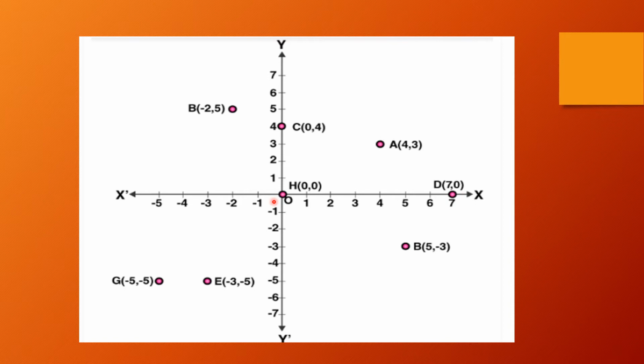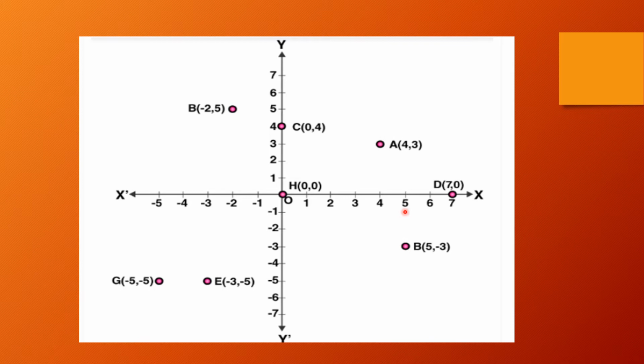Now we are going to mark point A of (4, 3). How to mark A of (4, 3)? Take 4 units, that is positive. Here A is positive, that is (4, 3). So take 4 units along the x-axis and plus 3 units on the y-axis. They intersect over here, A of (4, 3).